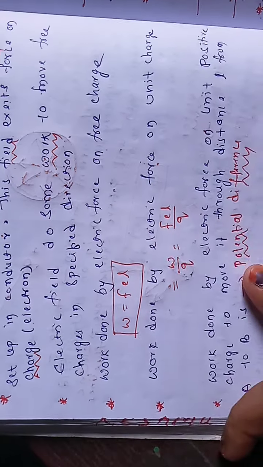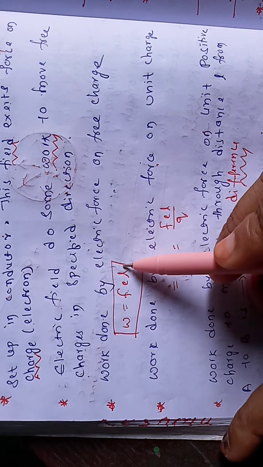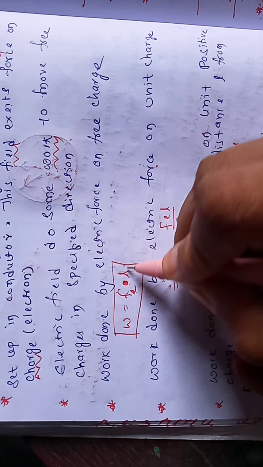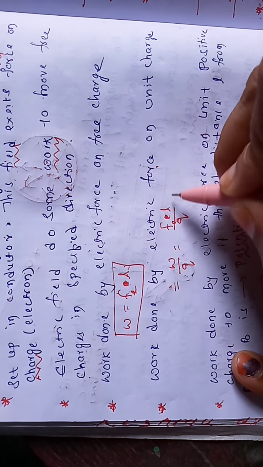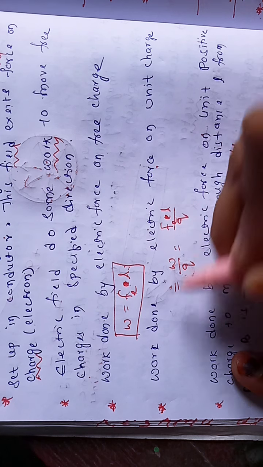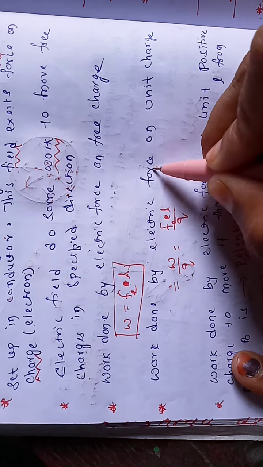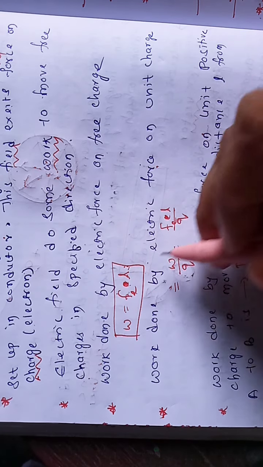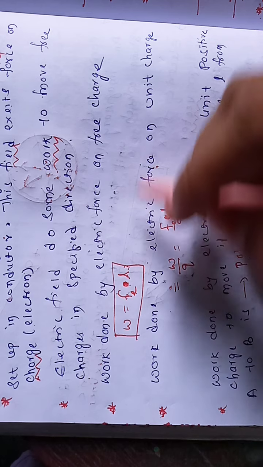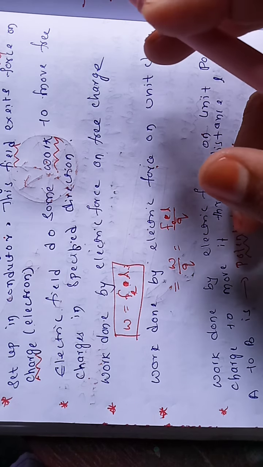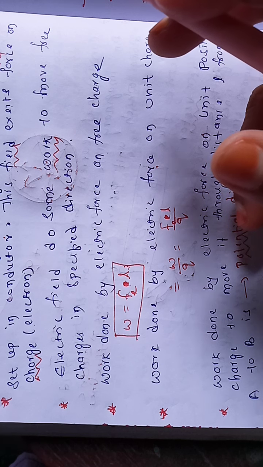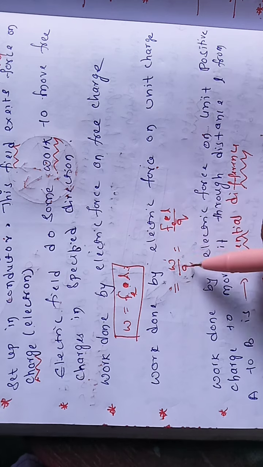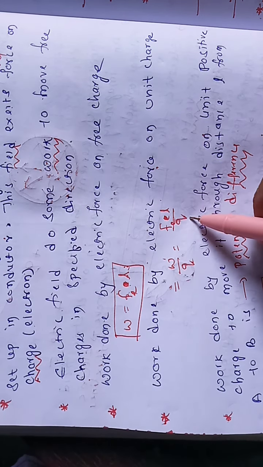Right? So such work done is given as F_E into L. Okay, sorry, electric force into distance. Electric force into distance. Right? Now work done by electric force on unit charge. Work done means force into distance. Here electric force we took. L is the length of that conductor. Through that length only the charges are moving, so we took L equivalent to the distance. Now work done by electric force on unit charge, W by Q, that is F_E L by Q.